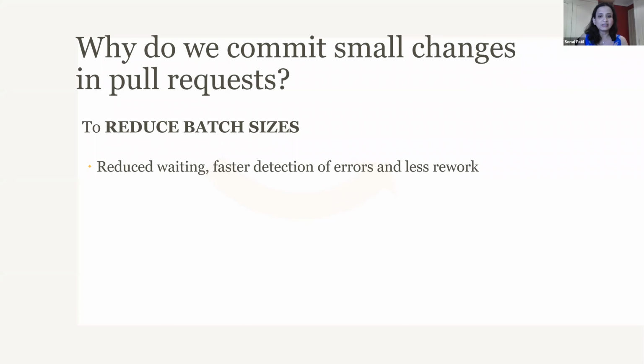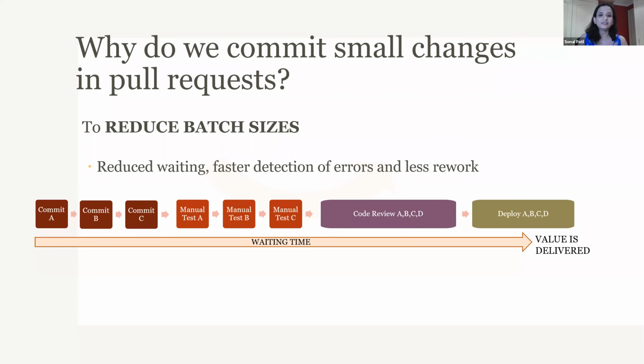Let me illustrate this by two flows. In the first flow, all the changes are authored, tested, and put in a group together in a code review. The pull request takes longer because there are more files to review and there may be more conflicts. The deployment takes longer because there's more configuration and again, possibly more areas of conflict. There's very long waiting time before any value is delivered to the customer.